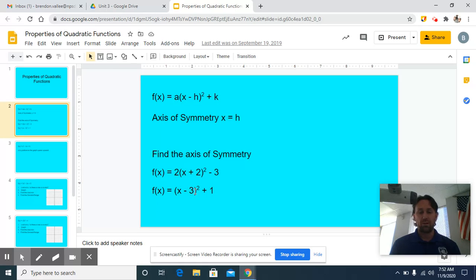-3 is going to go to the right 3, +1 is going to go up 1. Okay. And right here it says that H, that determines your axis of symmetry, where you can cut the graph in half. Okay. And this last number here, that's where your Y value is for your vertex.